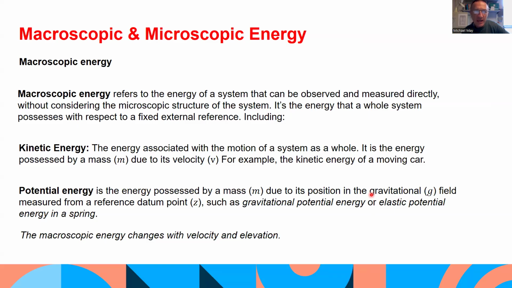It includes kinetic energy, the energy associated with the motion of a system as a whole. It's the energy possessed by a mass m due to its velocity v, for example, the kinetic energy of a moving car. And potential energy is the energy possessed by a mass m due to its position in the gravitational field g, and measured from a reference datum point z, such as gravitational potential energy or elastic potential energy in a spring. The macroscopic energy changes with velocity and elevation.